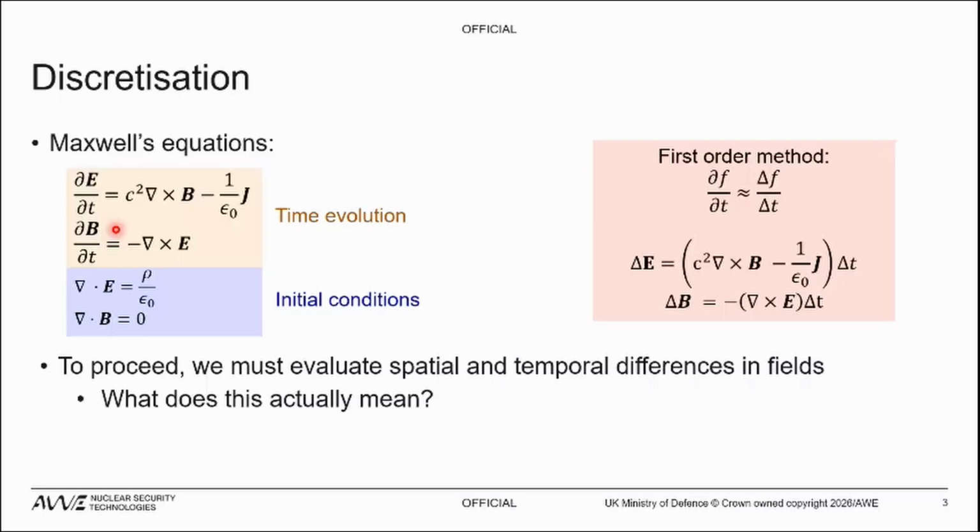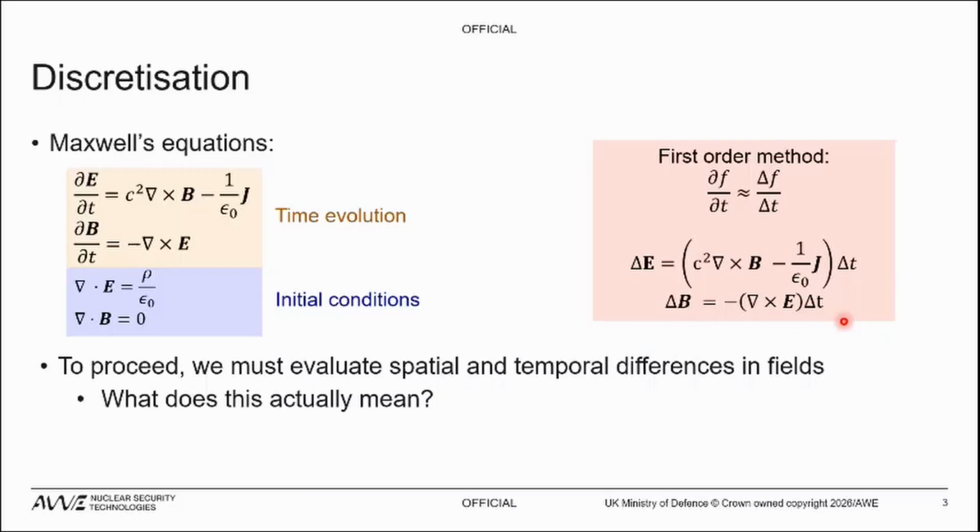Now, if we want to implement these in code, we can use a first order method like this, where you can say the rate of change of a property f with time is about equal to a change in property f divided by a change in time. And if we do that split with the top 2 equations, we get change in electric field is equal to this expression over a time step delta t. Change in magnetic field is equal to this expression.